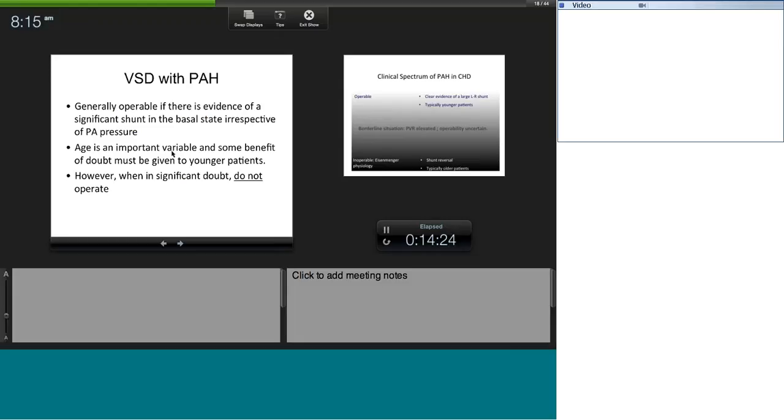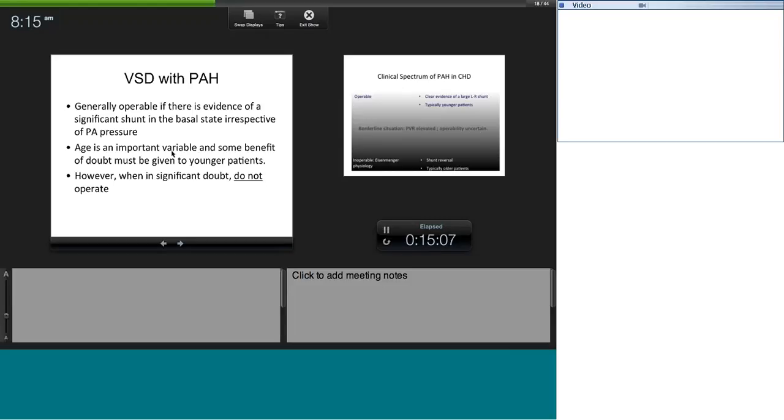So our rule is, if there is a large shunt in the basal state, then irrespective of PA pressure, a VSD is operable. Now that's different from ASD. Any significant pulmonary hypertension in an ASD is serious because that's not a direct transmitted pulmonary hypertension. It largely reflects vascular resistance issues. A small proportion of it is flow related. But VSD, if you have an unrestricted VSD, you have to have PAH. The difference is that this PAH may not always be related to elevated resistance.